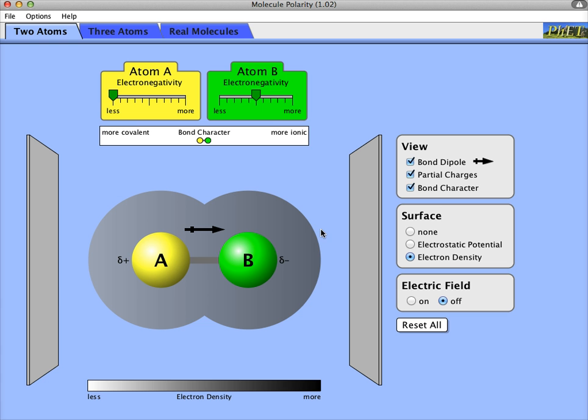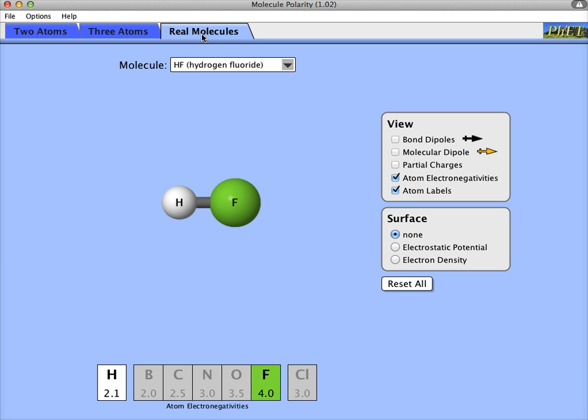Now, what we haven't talked about is the polarity of the molecule itself. So we talked about the bond. How polar is the bond? Remember, polar just means how uneven it is. It's a separation of charge. One thing is slightly positive, one thing is slightly negative. That's what polar means. So we can say that the bond is somewhat polar, but is the molecule polar? So let's go over to some real molecules.